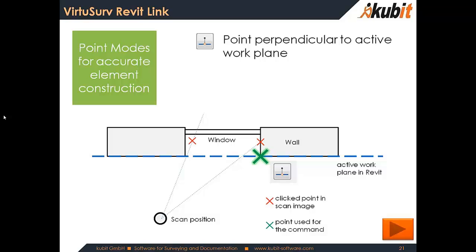Or if you use this point mode together with opening tools, VirtuSurv will use the wall face for this point mode. And the second one, if you want to click exactly on edges, you can use the intersection point. That means you have an intersection between the scan position and the clicked point, and it intersects with the active work plane, or if you use it together with the opening tools, that will use the wall face in front of the scan position. So I want to show you also this feature together with the opening.